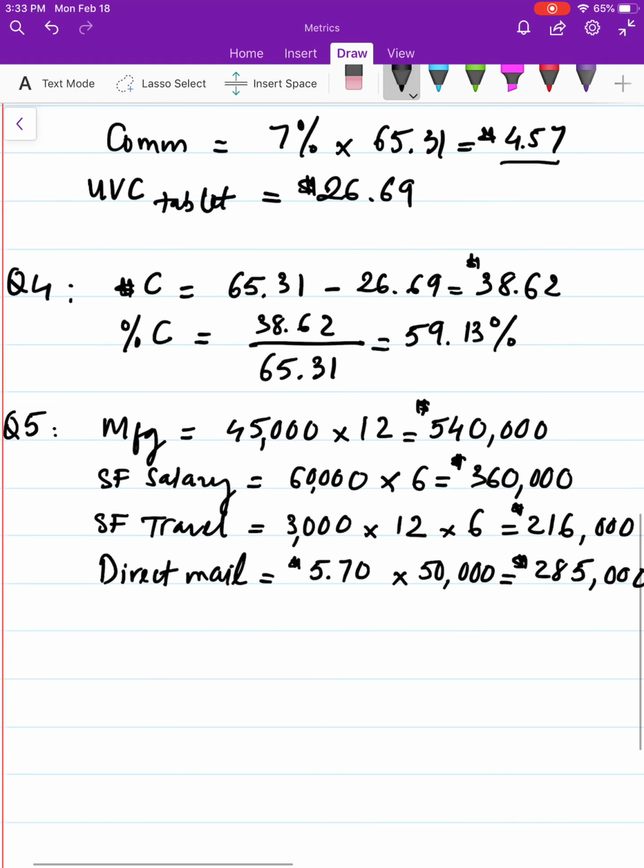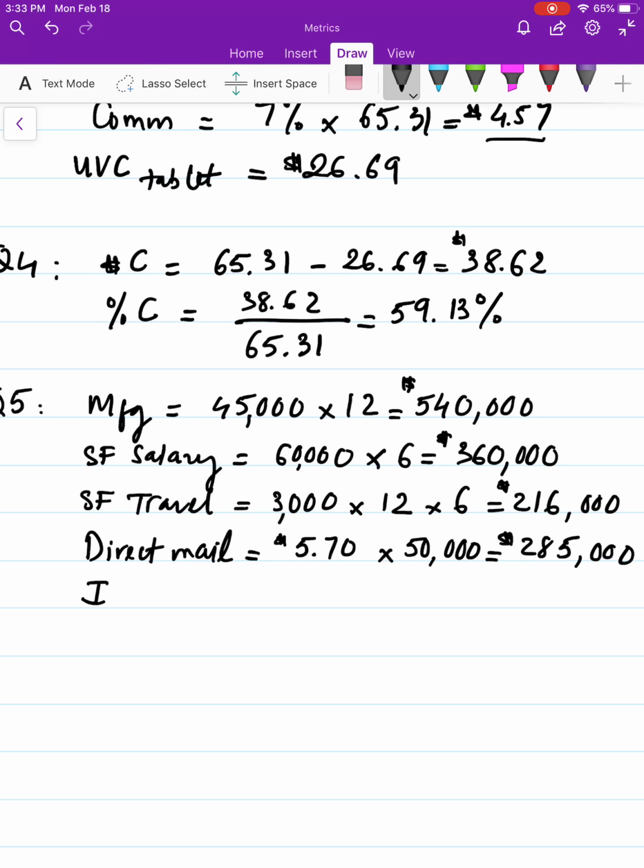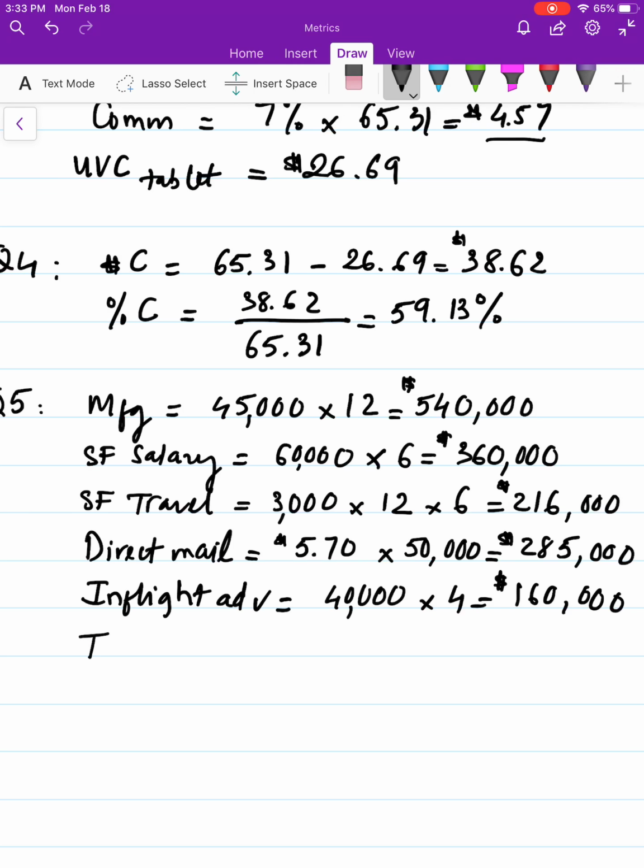In-flight advertising equal to $40,000 per quarter, and we have 4 quarters within a year, and that gives us $160,000 in cost. Trade show registration equal to $30,000, and we typically do 3 per year, so that will cost us $90,000.